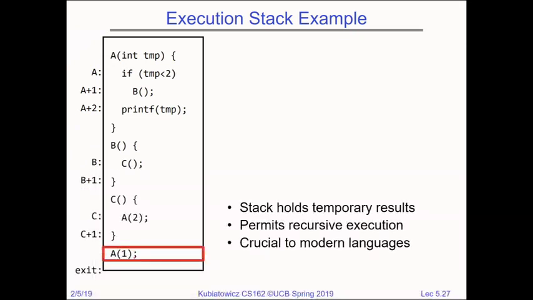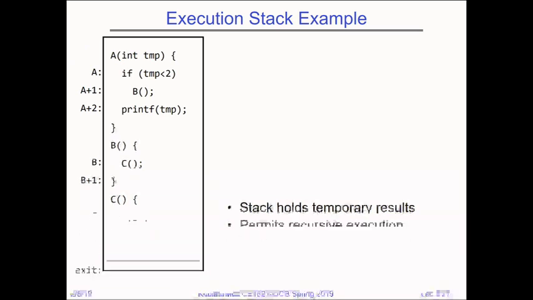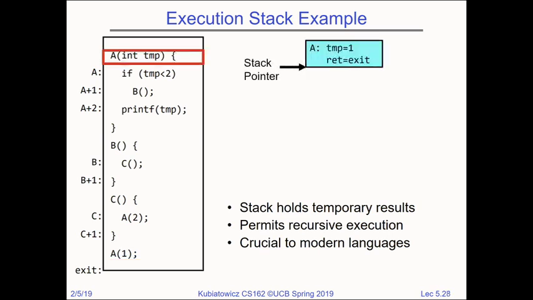Notice that the B routine calls C. The C routine calls A of 2. Okay? So that's the code we're going to trace through. And the first thing we do is we call A of 1. So what happens? Okay, so when we call A of 1, that means we have a stack frame that gets set up where the temp variable is set to 1, and what happens on return is actually exit, because when we return from A, in this one instance, we're going to end up back here at exit.